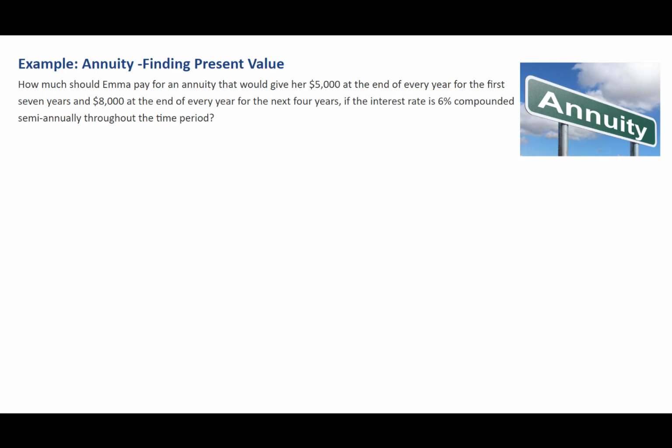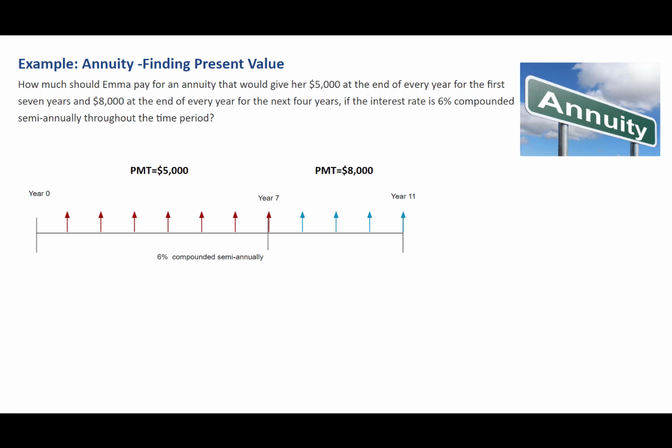First, let's draw a timeline. Emma will pay for an annuity now. As a return, she will receive $5,000 at the end of every year from year 1 to year 7, and $8,000 from year 8 to year 11. The interest rate is 6% compounded semi-annually for the whole time. The amount Emma paid for the annuity today is the present value, which is unknown.